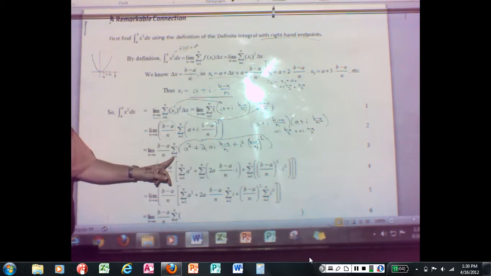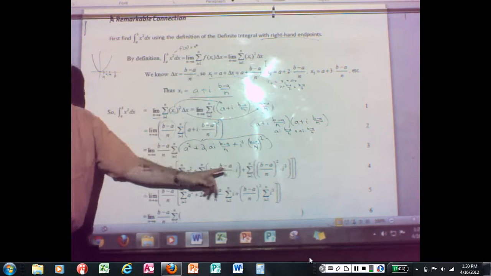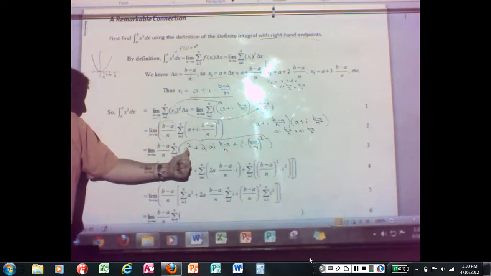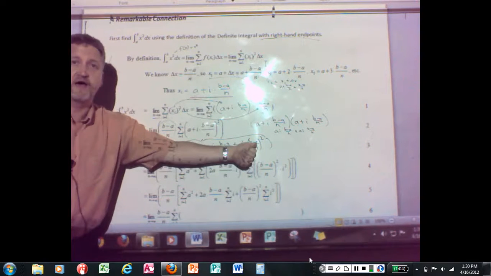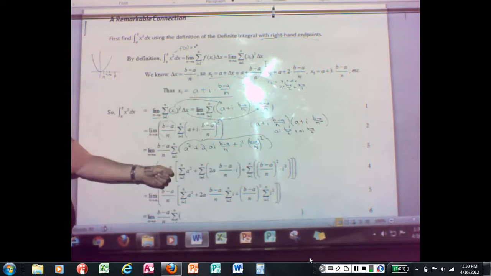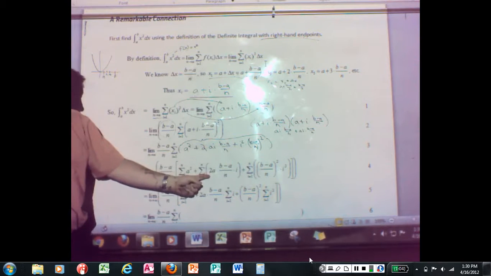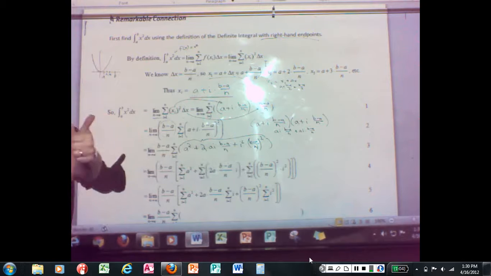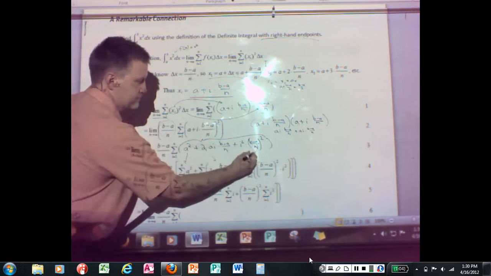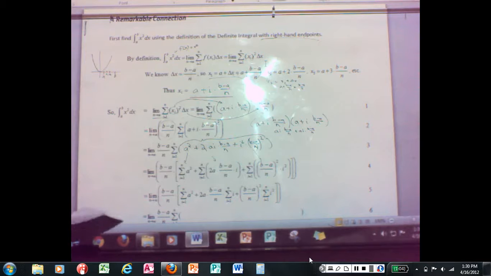Well, I went from one sum to 3 sums. How can I do that? Well, these are just added together, right? This plus that. And by that property 6, I think it was, we just talked about, I can break those up into separate sums. Okay? That's all I did. I just took each one of these and made its own separate sum.